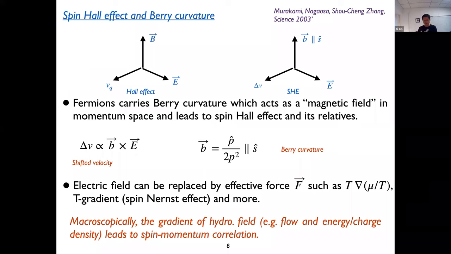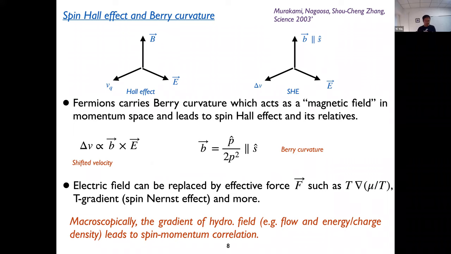So here I want to follow a very beautiful science paper by three authors. For simplicity, let us consider the Carroll fermions. What we can show is that the Carroll fermions carry a non-trivial Berry curvature, which I will denote by little b here. This is a Berry curvature coming from quantum effects. But if you wish to describe the motion of the fermions semi-classically, this quantum effect will in fact enter.